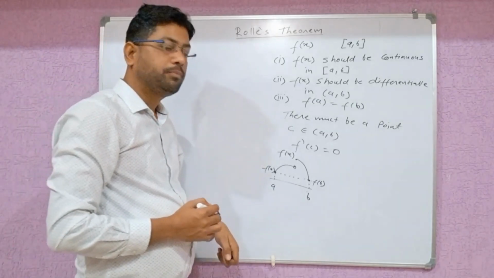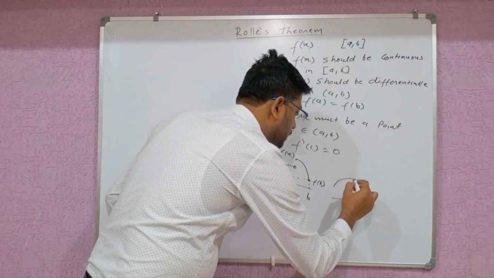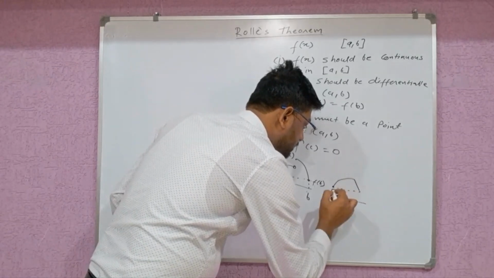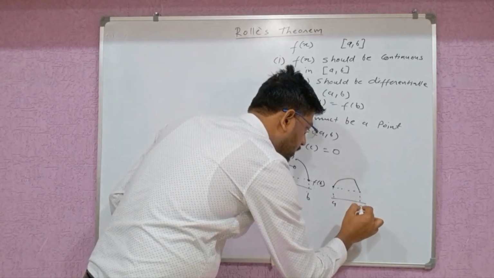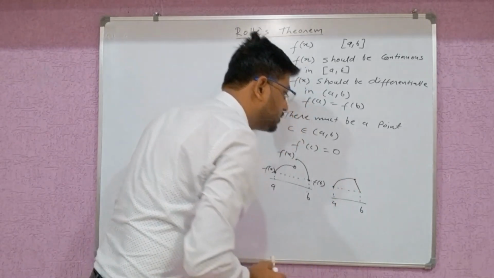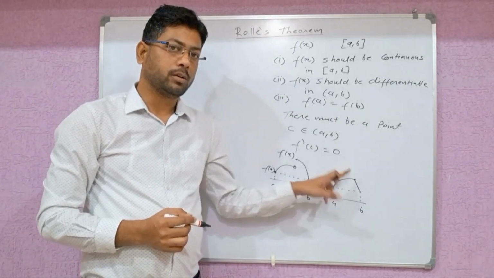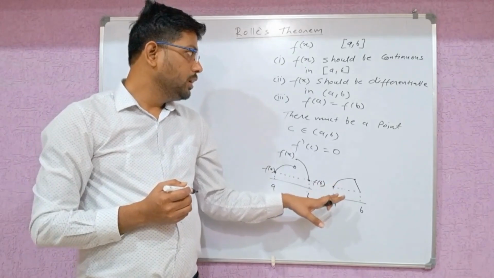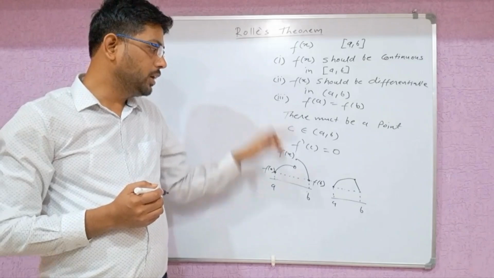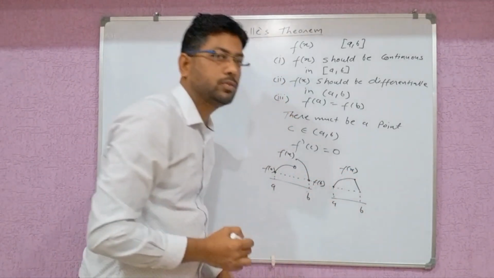Now see another example. Now if we are given a function like this, this is a, this is b, so obviously this will be f(a) and f(b), and there is a sharp corner here like this. Now let's check whether these three conditions are satisfied here or not. The first condition is f(x) should be continuous. This function f(x) we can see is continuous here. So the first condition is satisfied.